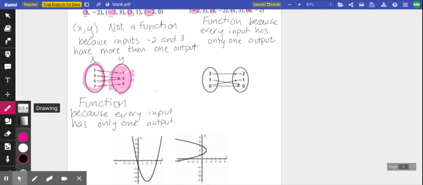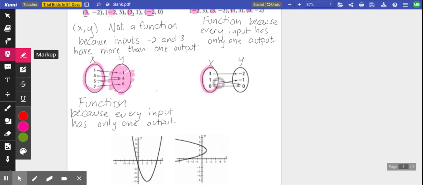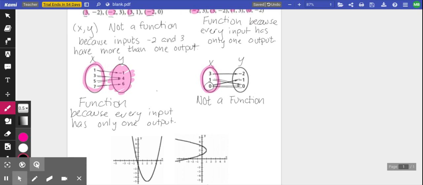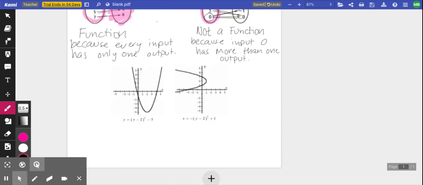Again, x is on the left, y is on the right, but we only want to focus on our x values. I can see that 3 is being mapped to -2. 1 is being mapped to 0. However, here, input 0 is being mapped to more than one y value. Since our input 0 is going to more than one output, this is not a function because input 0 has more than one output. Finally, let's look at some graphical representations.